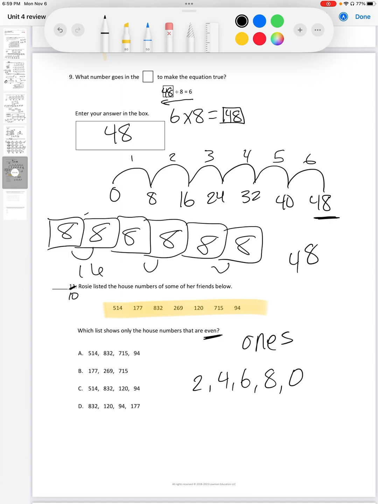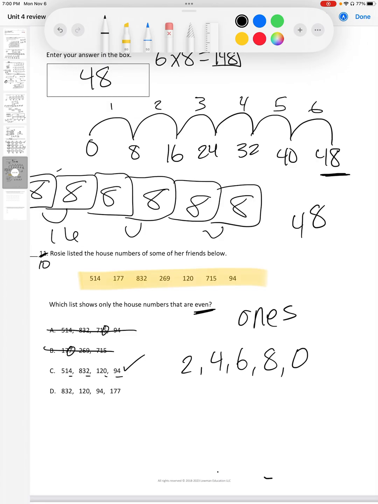If I start to look through these, I can see on A, there's a 5 in the ones place here. That's an odd number. Can't have that. B, this 7 is odd. You can't divide 7 evenly by 2. That is odd and not even, so that's gone. C, if I look in the ones place, I have a 4, a 2, a 0, and a 4. Those are all divisible by 2. And lastly, D, I can look at the last number. There's a 7 in the ones place. That is odd. So the only one that shows the house numbers that are even is going to be C.